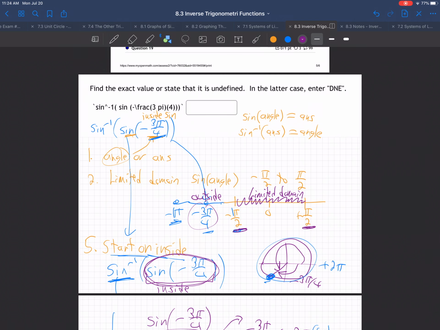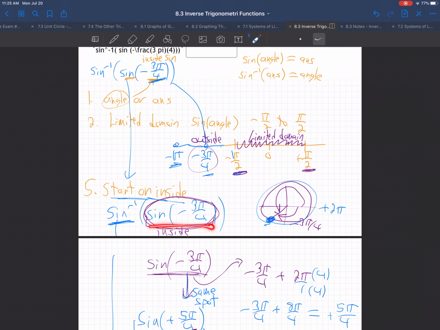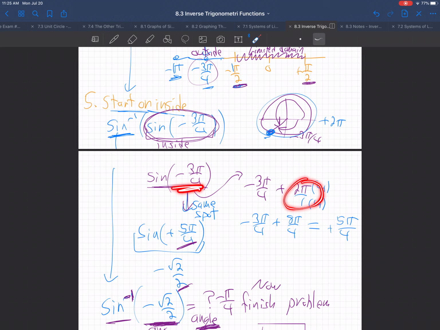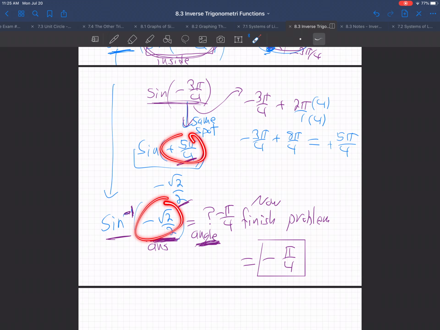So again, we cannot just cancel these out because this is an angle, but it's not within the limited domain, negative pi over 2 to pi over 2. So instead, we had to start on the inside, change that by adding a rotation to get the same spot, went to the unit circle, found the sine of 5 pi over 4 is negative root 2 over 2, and then finally sine inverse of negative root 2 over 2, went to the unit circle. That was my answer, looking for an angle, but when I went there, I had to look only in the first and fourth quadrant, and the fourth quadrant had to be changed to negative pi over 4. That's pretty tricky.